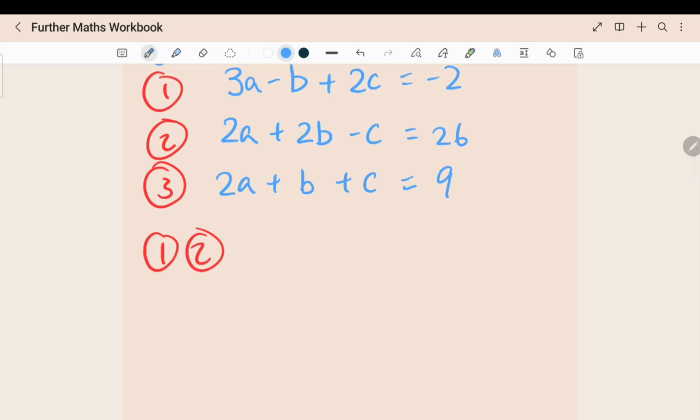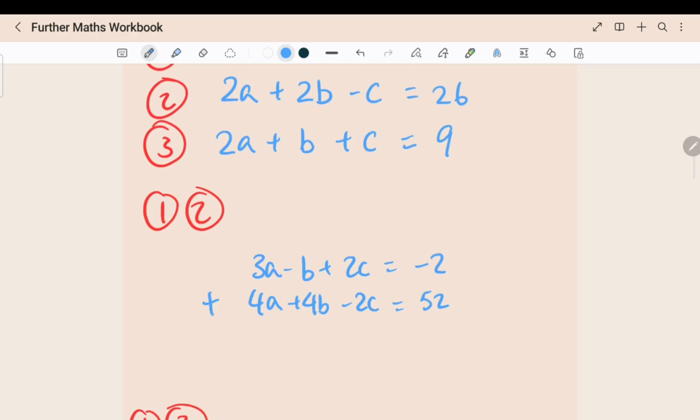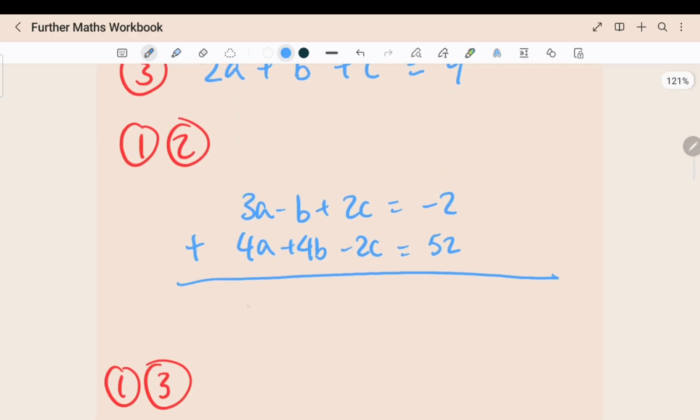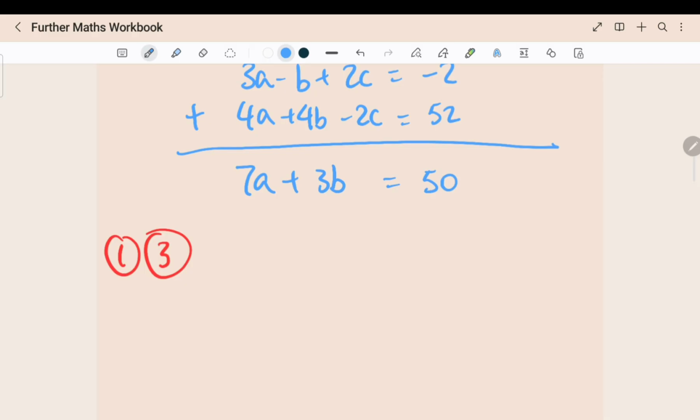So we have 3a minus b plus 2c equals negative 2. And then I'm going to double my number 2 to get 4a plus 4b minus 2c equals 52, sorry, because I'm doubling everything. So here, if I add the two equations together, I can eliminate my c. So I get 7a plus 3b equals 50.